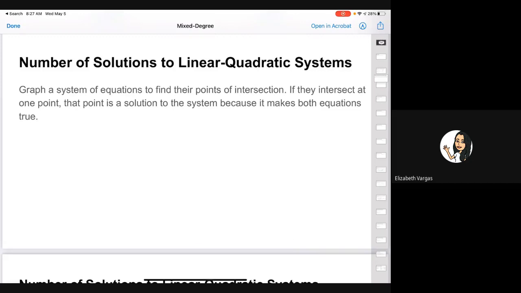Whenever you graph equations and they have a point of intersection, that gives us a solution, and that solution indicates what makes both of those equations true. We've been working with that throughout Unit 4, and so we're just going to look at what this looks like as far as graphs.